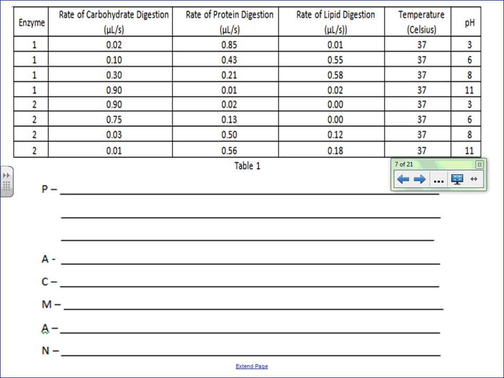To determine the rate of digestion or consumption, either word you can use, for what? From enzymes, good. And what were they digesting? What were the substrates?